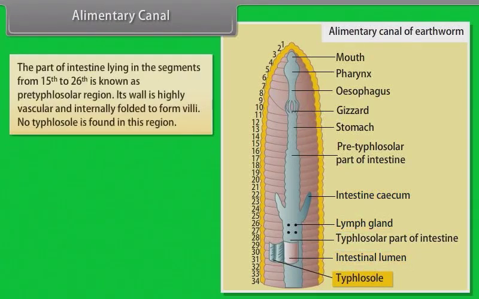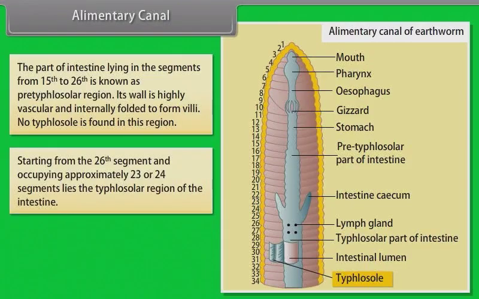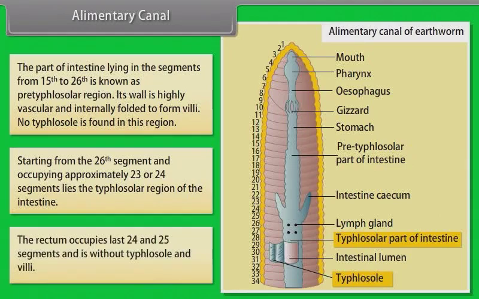The part of the intestine lying in the segments from 15th to 26th is known as the pretyphlosolar region. Its wall is highly vascular and internally folded to form villi. No typhlosole is found in this region. Starting from the 26th segment and occupying approximately 23 or 24 segments lies the typhlosolar region of the intestine. The rectum occupies the last 24 and 25 segments and is without typhlosole and villi.